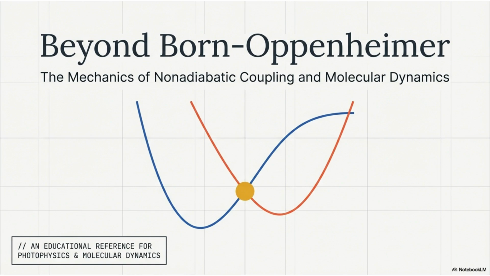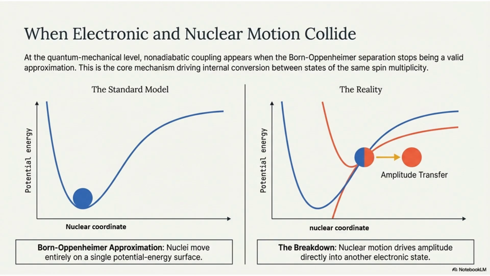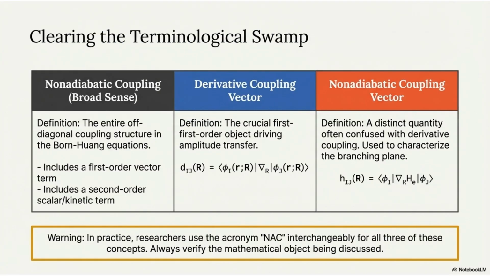This video explores the mechanics of non-adiabatic coupling and molecular dynamics, moving beyond the traditional Born-Oppenheimer approximation. Non-adiabatic coupling occurs when the Born-Oppenheimer approximation fails, allowing for internal conversion between electronic states. The standard model assumes nuclei move on a single potential energy surface, but in reality, nuclear motion drives amplitude transfer to another electronic state. It is important to clarify the terminology.